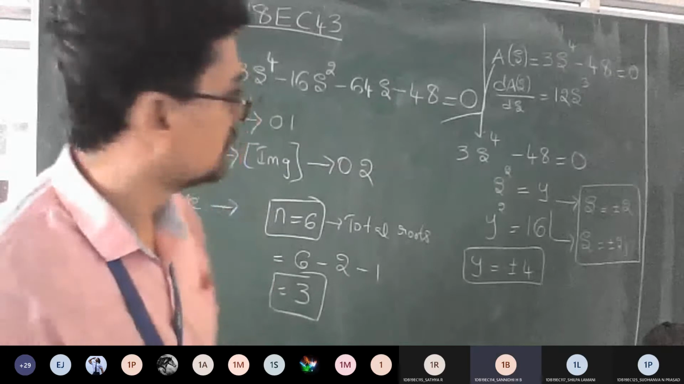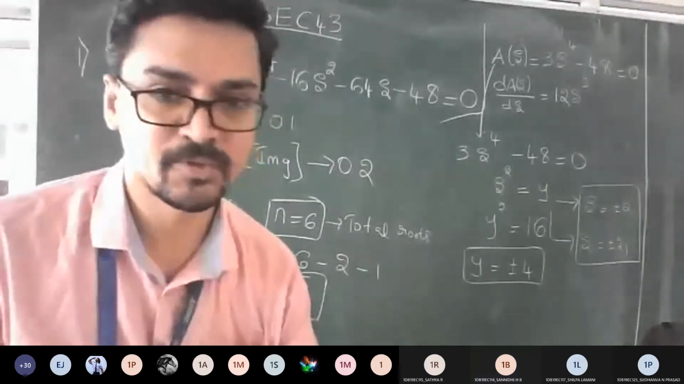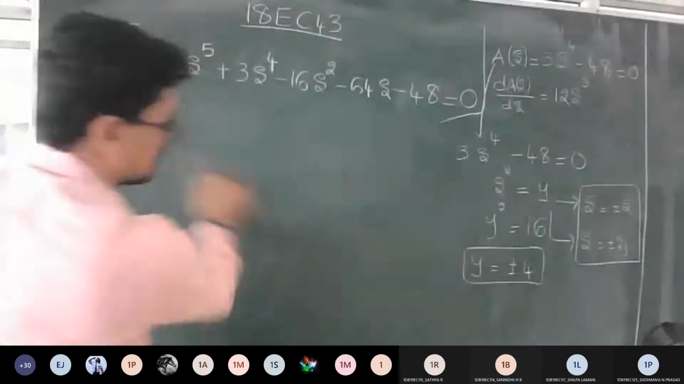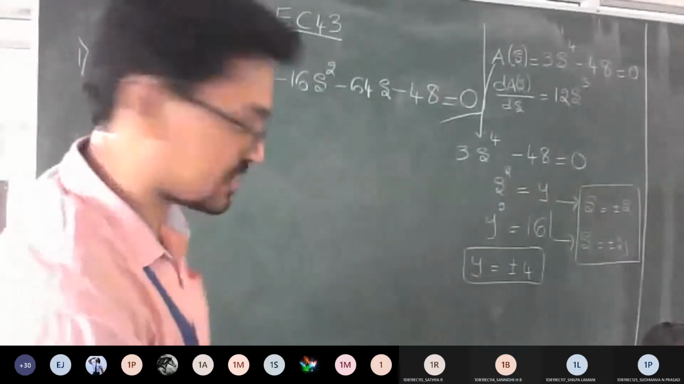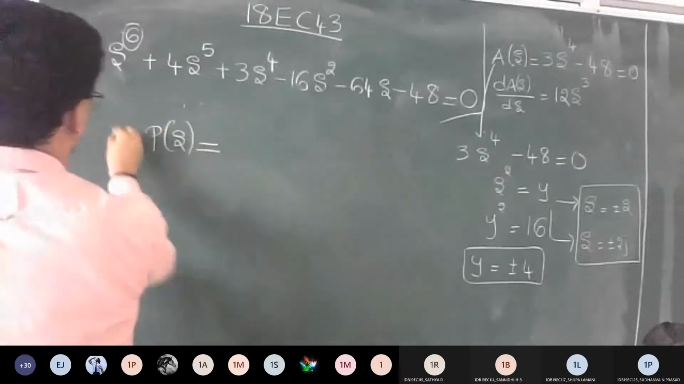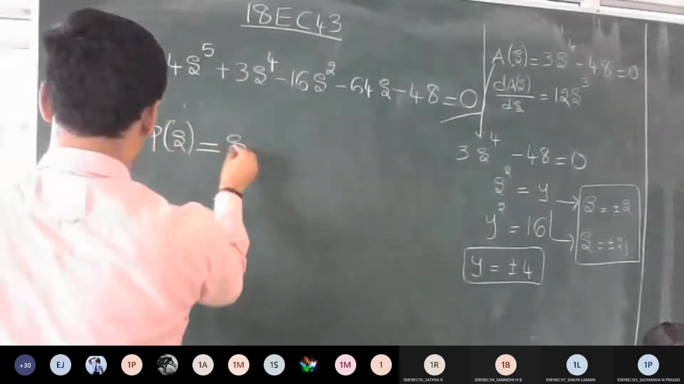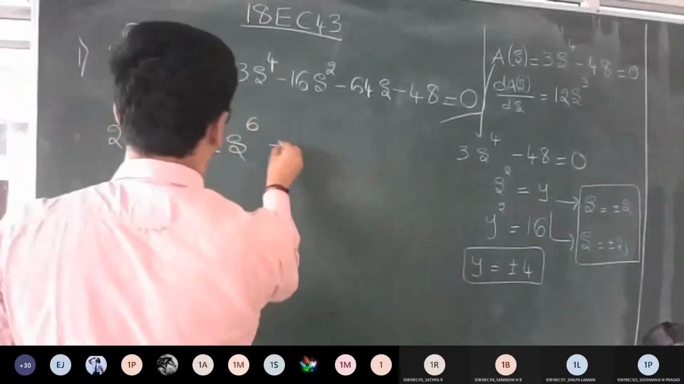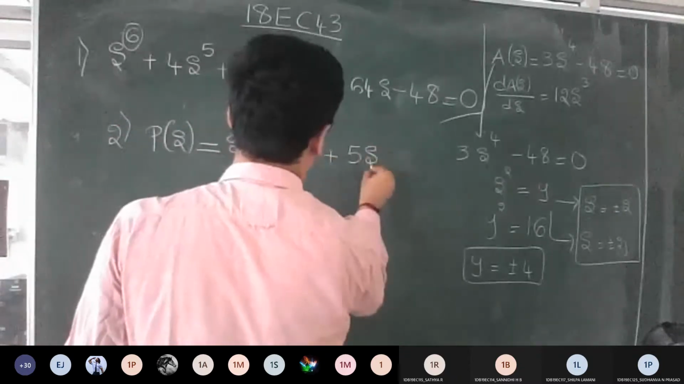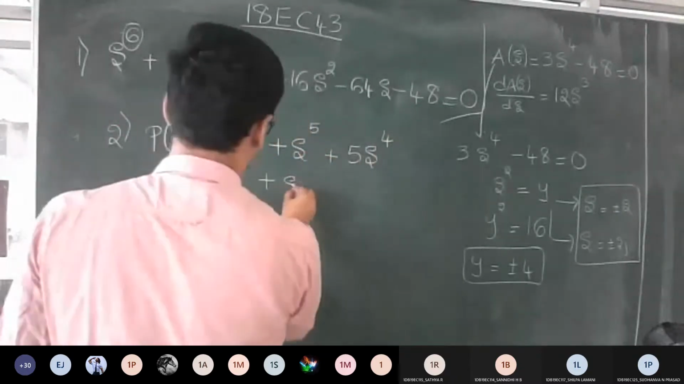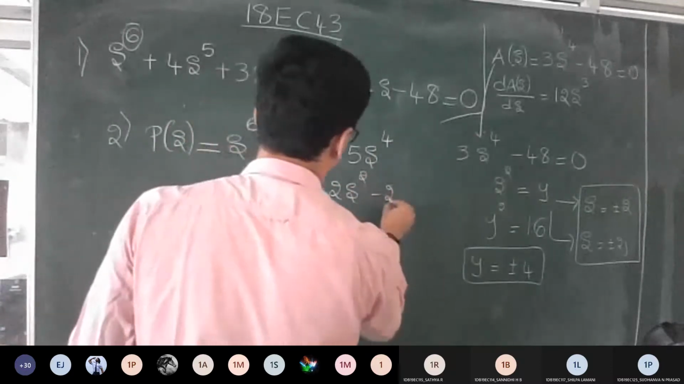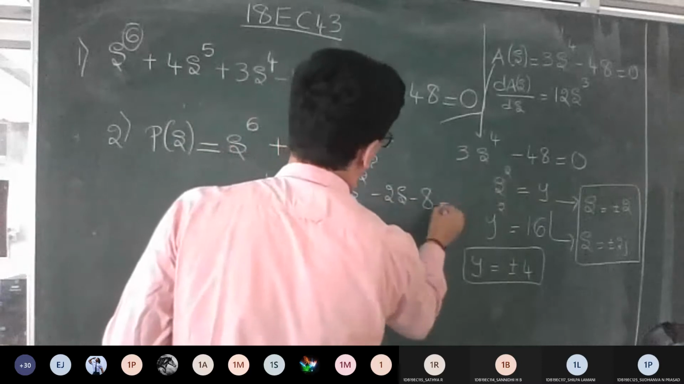Yes, sir. Fine. So next, let me give one question for you, so you can solve this. The same type. Only thing I am changing is the characteristic equation. That's all, guys. So just look at the question. They have given a characteristic equation. P of S equals S power 6 plus S power 5 plus 5 S power 4 plus S cube plus 2S square minus 2S minus 8 equal to 0.